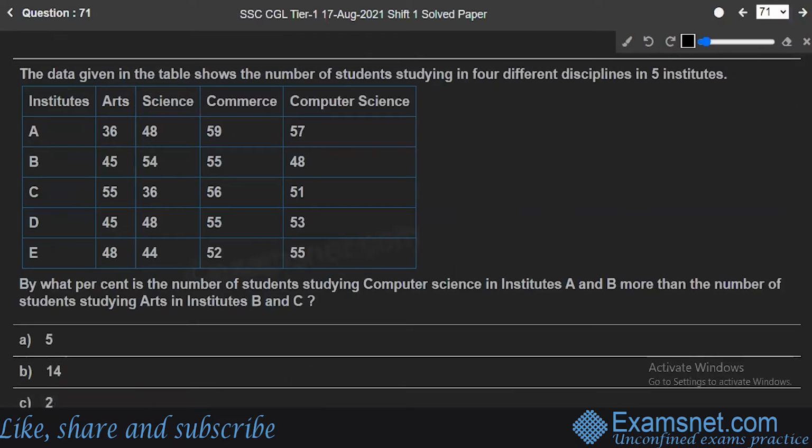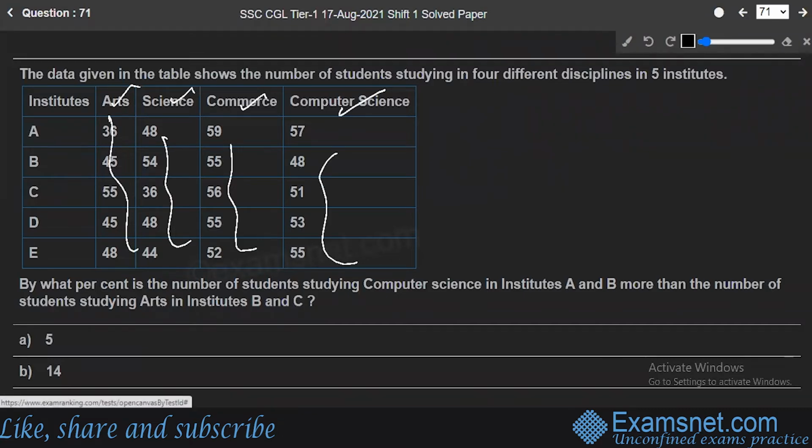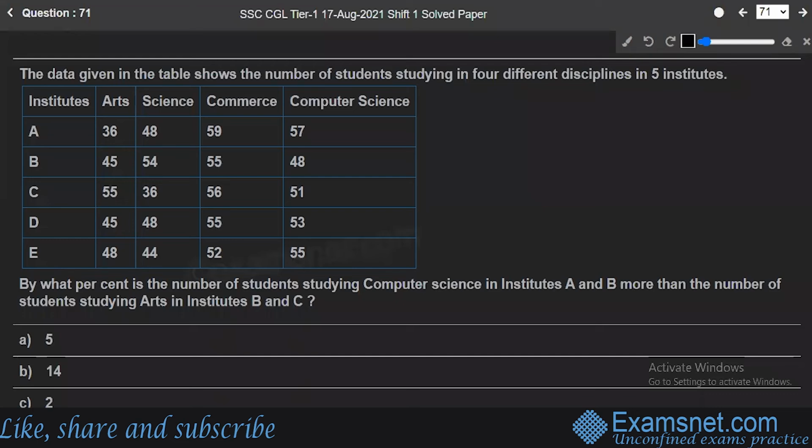The data given in the table shows the number of students studying in 4 different disciplines in 5 institutes: arts, science, commerce, and computer science. These are the number of students who are studying A, B, C, D. These are the institutes.